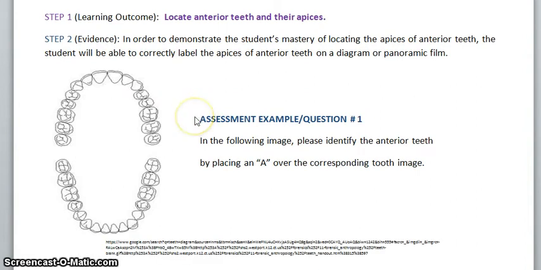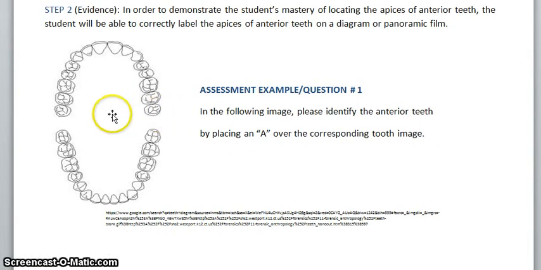My first assessment example or question is that we should first know which teeth are anterior before we can label them. So in the following image, please identify the anterior teeth by placing an A over the corresponding tooth image. Here, I would have the student literally draw an A right above the teeth that were anterior. In this case, the front 6 teeth on top and bottom are considered anterior teeth.